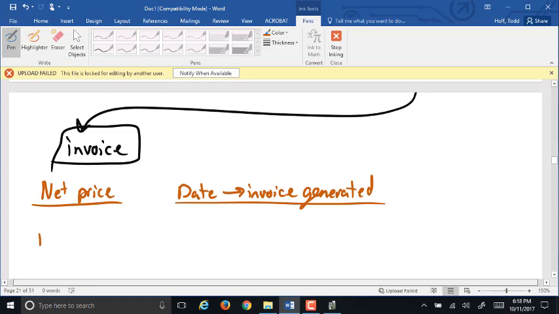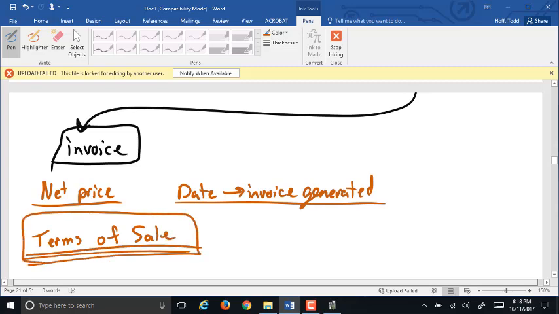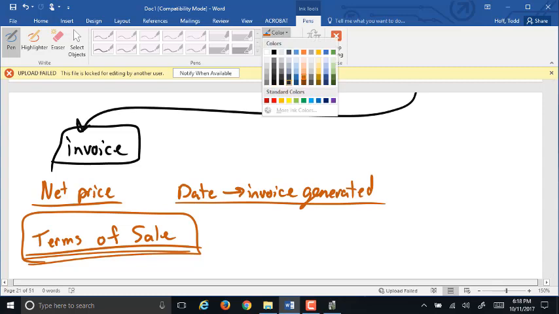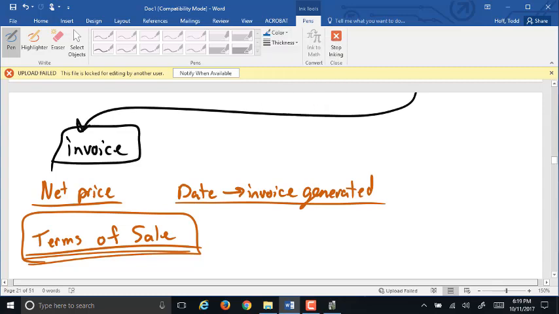There are then terms of sale. The terms of sale are the next thing that we have to discuss. And the terms of sale can get a little complicated.